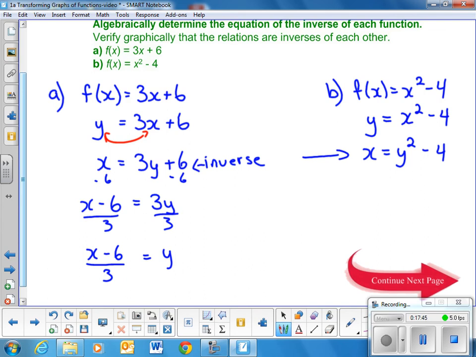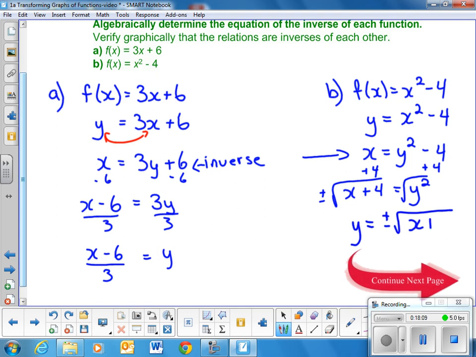Solving for y, we're going to add 4 to both sides. We end up with x plus 4 equals y squared. To get rid of the square, we need to take the square root of both sides. Because we're adding that square root sign in, remember that it can be a positive or negative value. And so the equation of our inverse is y equals plus or minus the square root of x plus 4.